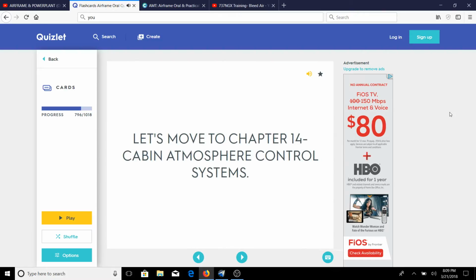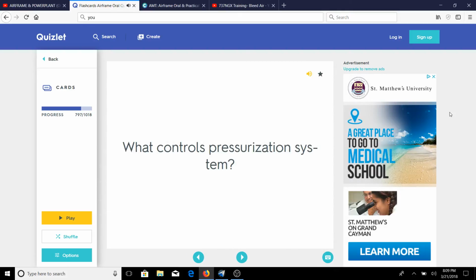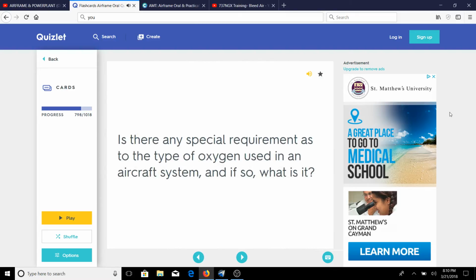Let's move to Chapter 14, Cabin Atmosphere Control Systems. 85 terms. What controls the pressurization system? The outflow valve.